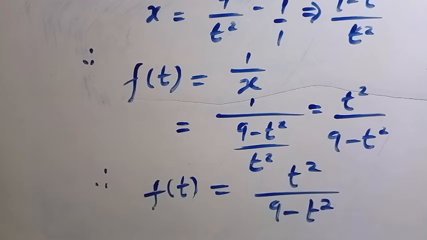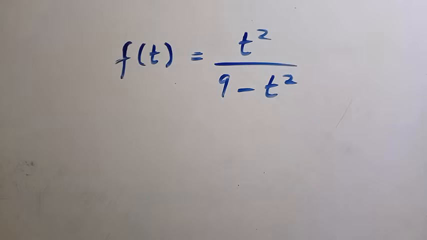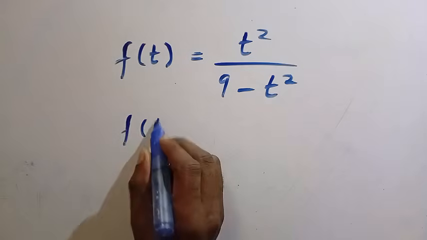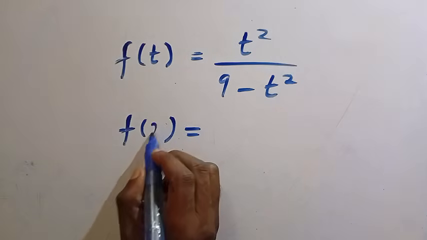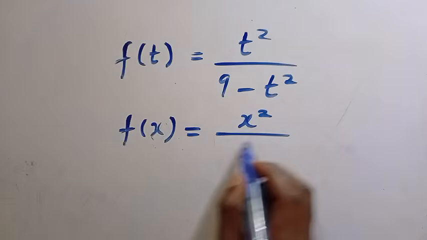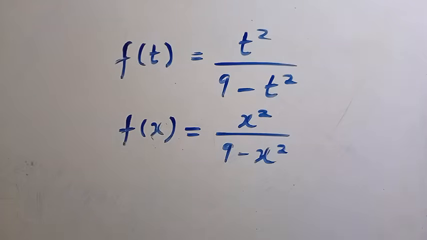But this does not end here. We have to make sure that all these are in terms of x, because the question says find f of x. Then let's replace t with x, because t and x are both members of the real numbers. So we have f of t, and changing it to x, f of x equals x squared divided by 9 minus x squared. What is the domain of this? Is there any idea? You can drop it in the comment box at this point.